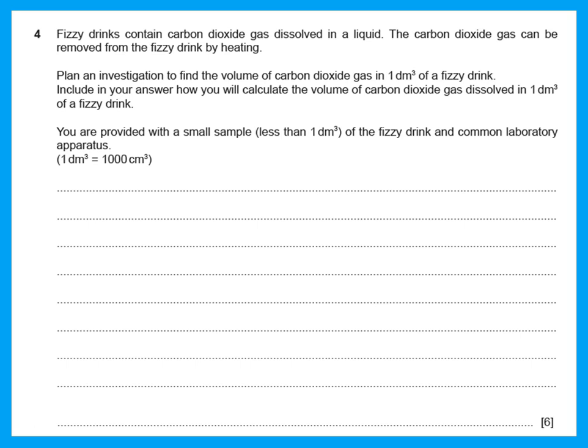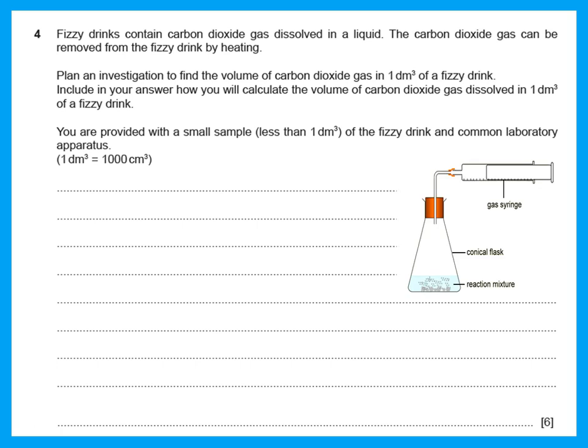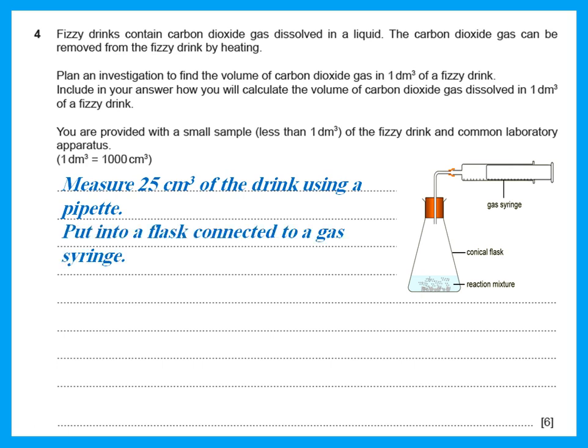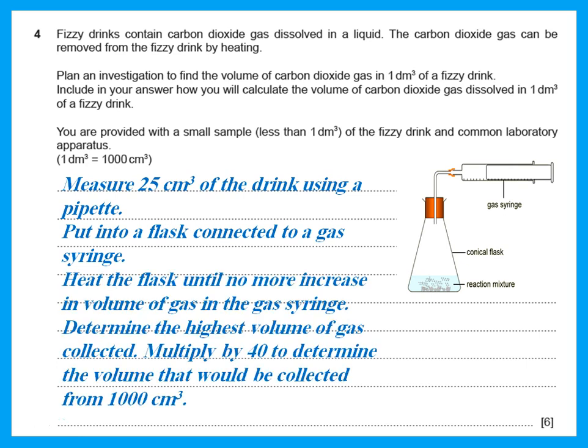Now you are provided with only a small sample of the fizzy drink. So you're going to work on the small sample and then calculate for the 1 decimeter cube. Okay, so what should we do? He's saying if I heat the fizzy drink, it gives out carbon dioxide. So measure a specific amount of the drink using a pipette. So I can put 25 centimeter cubed of the drink using a pipette and put into a flask connected to a gas syringe. Then what?